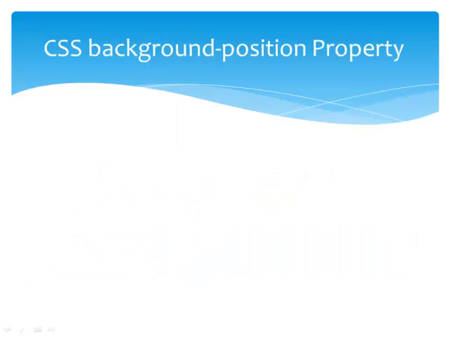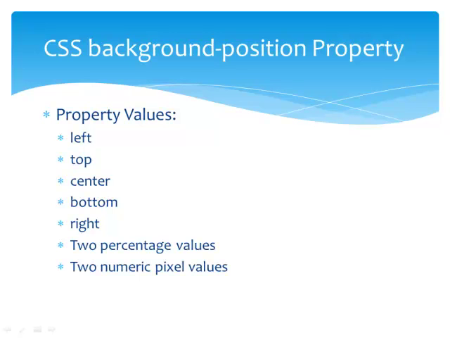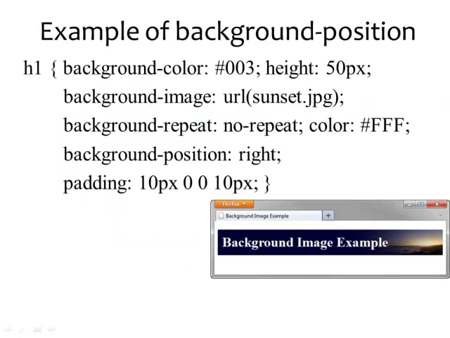You may have noticed that the default position of the background image is the top left corner of an element. You can use the background position property to change that. The values for the background position property include left, top, center, bottom, and right. You can also specify two percentage values or numeric pixel values. The first value configures the horizontal position, and the second configures the vertical position.